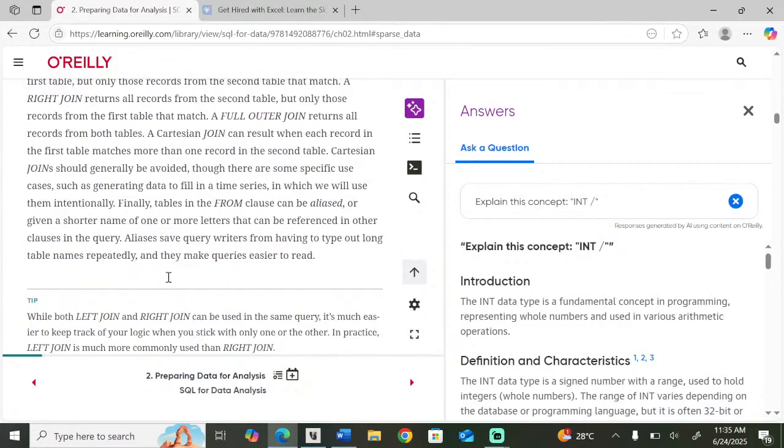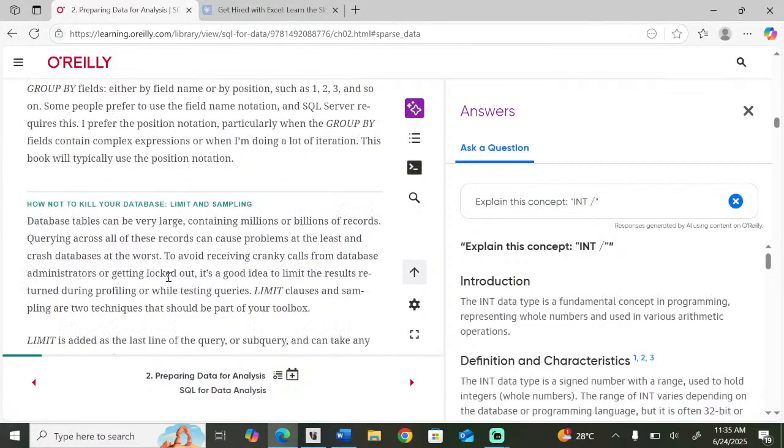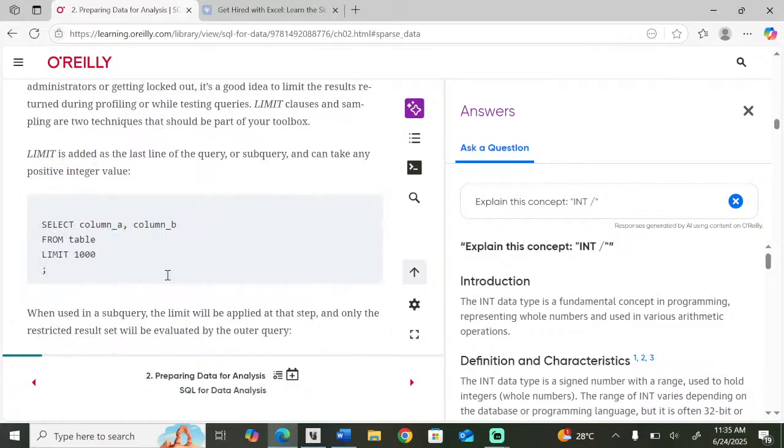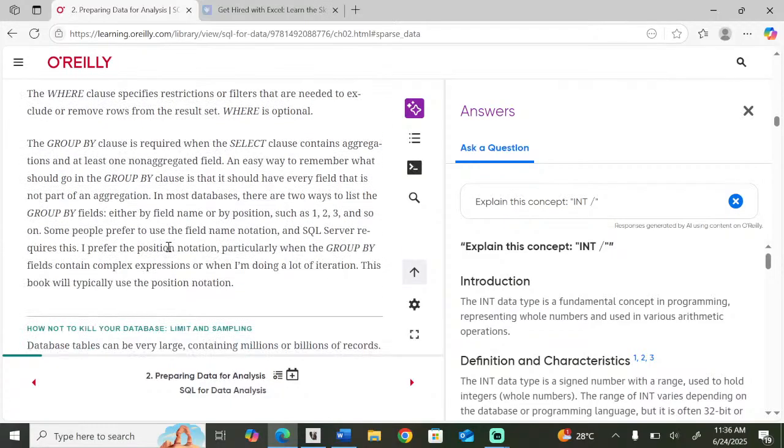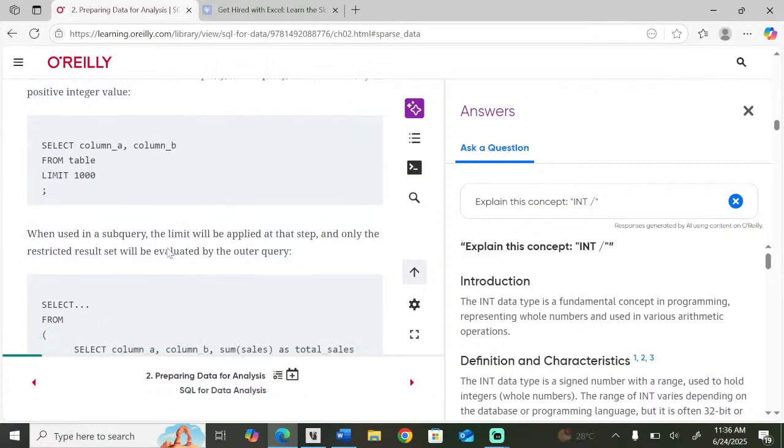So it has a lot of information which is unnecessary. This is what it was talking about: it talks about select, it talks about from table and limit. I'm going to explain this information on my own, so don't be scared.